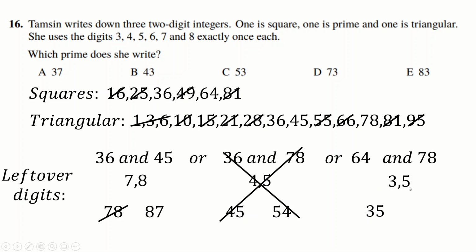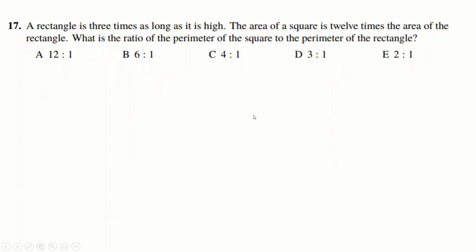Now 35 isn't prime, but 53 probably is, and actually it definitely is because it's the answer. So as soon as I found that one, I knew I had the answer there. So she did this. She wrote 64, 78, and 53 down, and that's what she did.